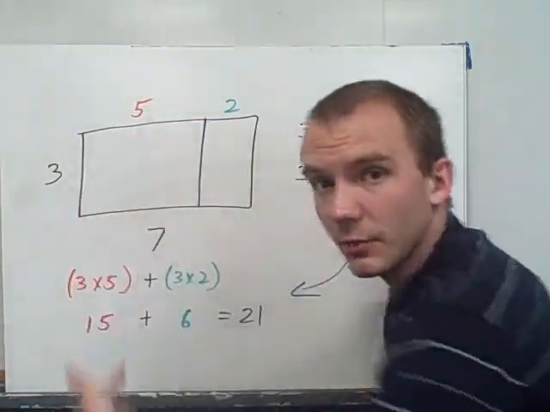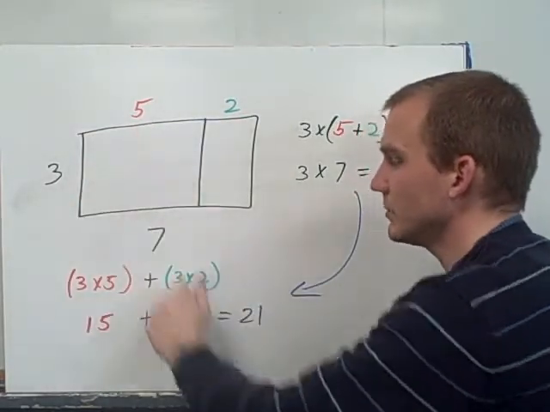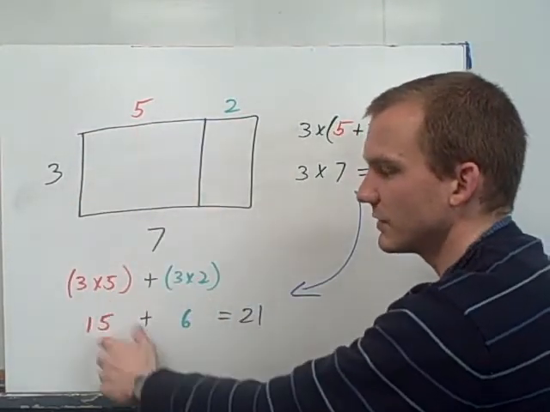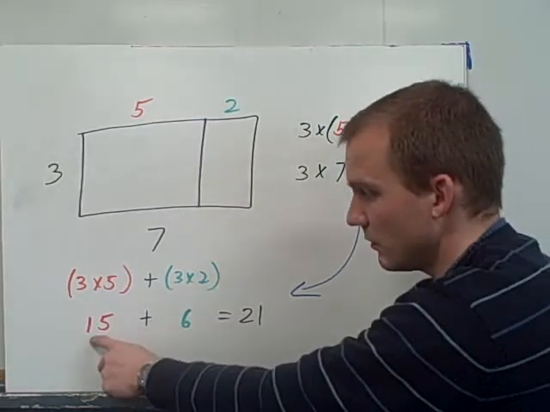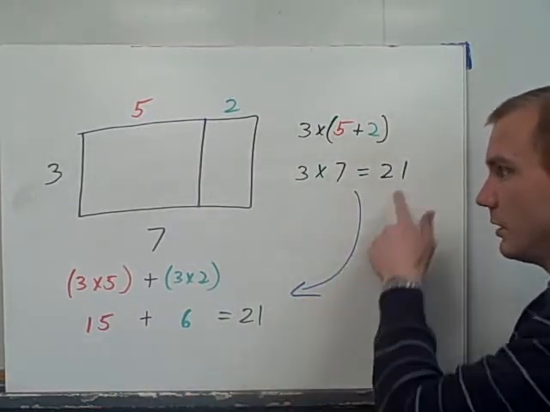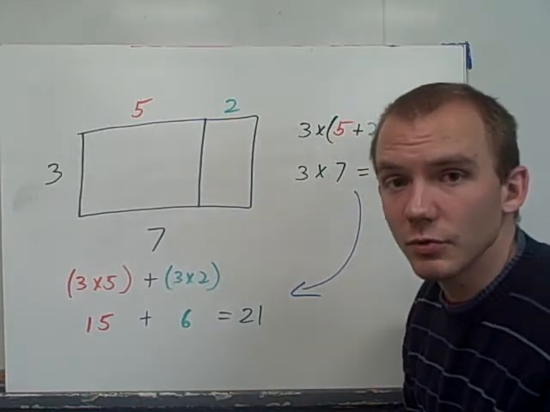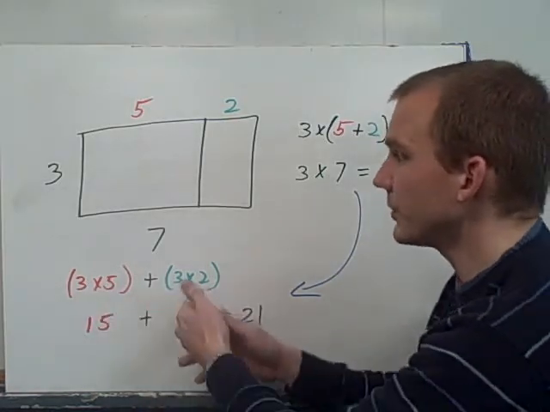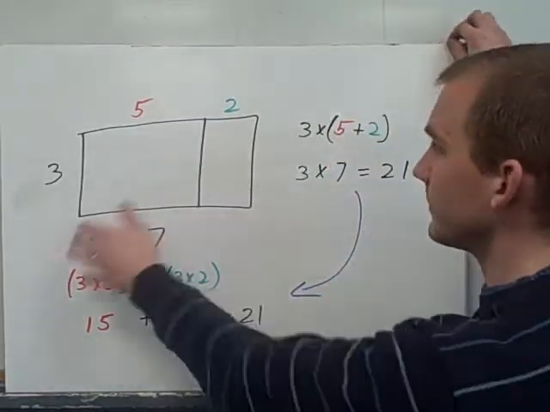Let's check it the other way. 3 times 5 plus 3 times 2. Well, 3 times 5 is 15. 3 times 2 is 6. 15 plus 6 equals 21. What this proves is that the distributive property is true. Doesn't matter what the numbers are, you can break down your multiplication and your area just like this.